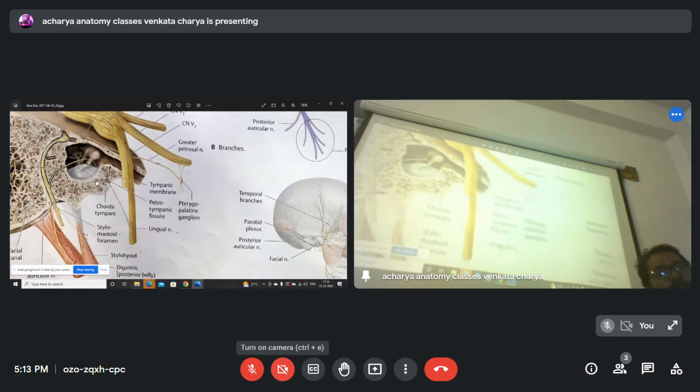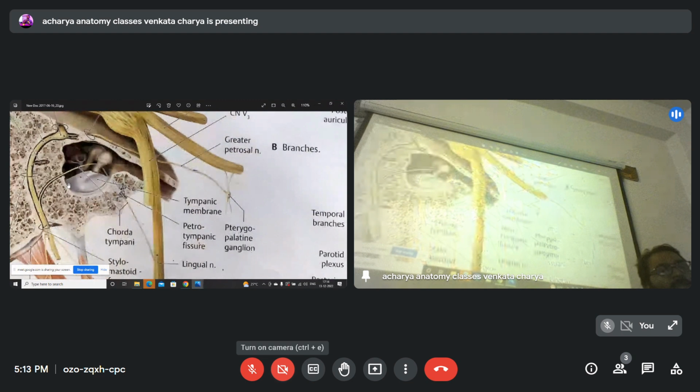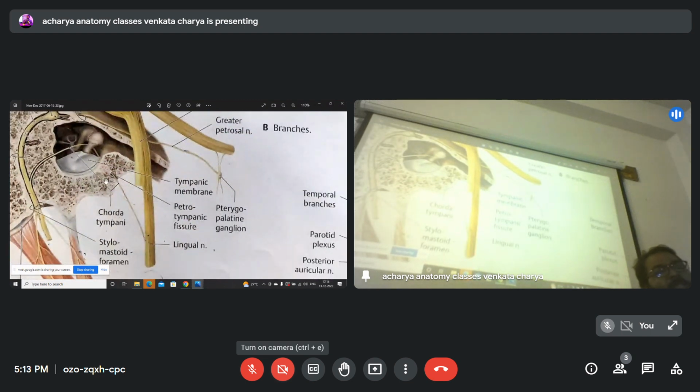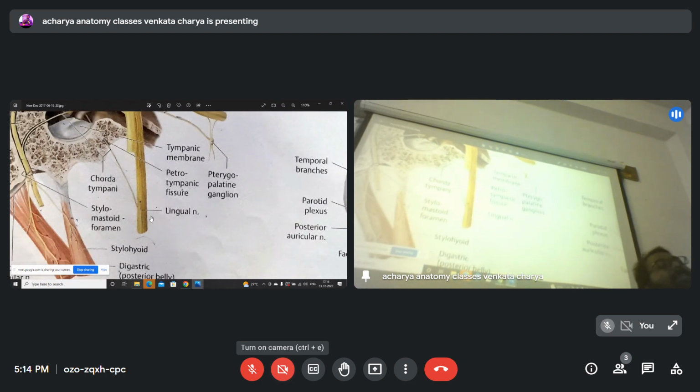See here, in the facial canal, one is the stapedius nerve, another one is the chorda tympani nerve. This chorda tympani passes through the middle ear, then comes out from the petrotympanic fissure, and finally joins the lingual nerve and supplies the tongue. So what sensation does the tongue take? Taste sensation is carried by the chorda tympani nerve. It is a branch of the facial nerve.